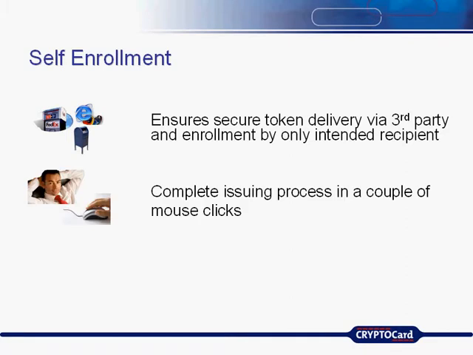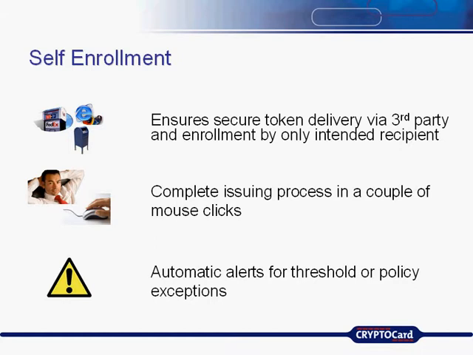The second benefit is that in just a few mouse clicks I can issue the token, substantially reducing the effort and impact on my time. And once I've issued the token, I can forget about it, because Black Shield will automatically alert me if self-enrollment is not completed within the time frame and parameters that I've allowed.